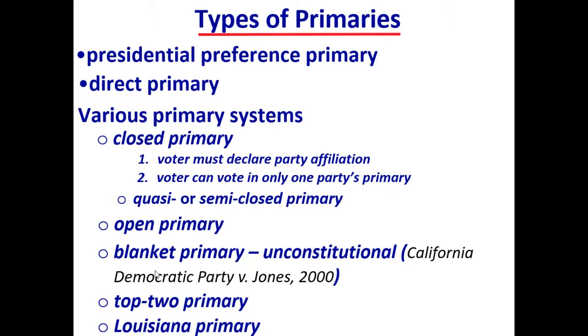So a number of states, California is certainly one, Washington State was another, moved to what they call a top two primary. So for example, today in California and Washington, all of the candidates will appear on the same ballot, whether they're Democratic candidates or Republican candidates. And then the two candidates who get the most votes, they could both be Democrats, they could both be Republicans, or one could be a Democrat and the other a Republican. Doesn't matter. Those are the two that face off in the general election.